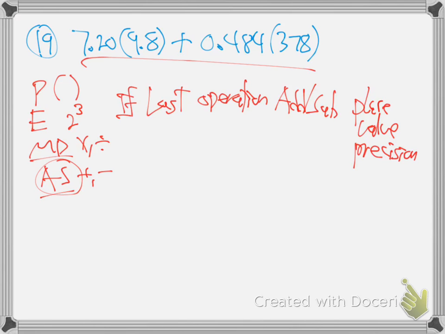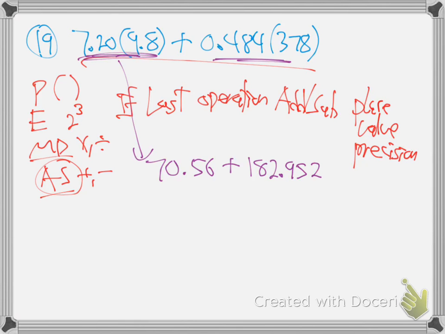So that's what we're doing here. Therefore, just hit the buttons on your calculator. You've got to do the multiply first, right? In your calculator, take 7.2 times 9.8. I'm getting 70.56. Multiply those other two, 0.484 times 378. I'm getting 182.952. Then add those together. On your calculator, I'm getting 253.512.